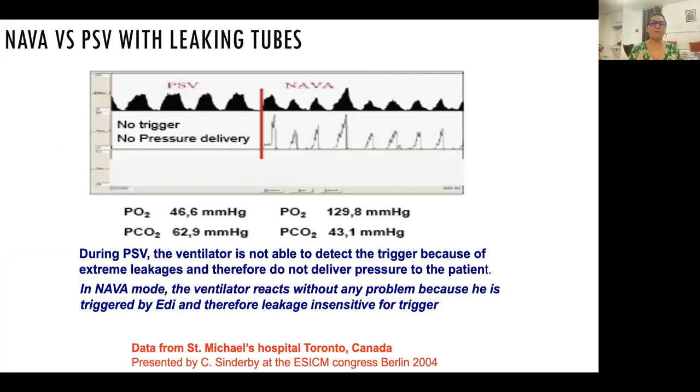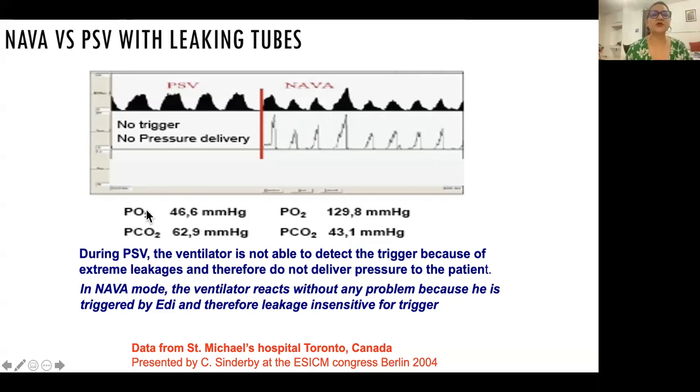Now, when we compare NAVA versus pressure support ventilation, especially when we are using leaking tubes: when you are using a leaking tube, because of the leak, there may be no trigger. When there is no trigger, there is no delivery of pressure to the patient. However, in NAVA, there is nothing related to the leak because that's not the trigger asking the ventilator to give the breaths. It is the EDI, that is diaphragmatic activity, which is asking the ventilator to give the breaths. So there will never be a problem with NAVA that there is no trigger and no ventilation being given to the baby.